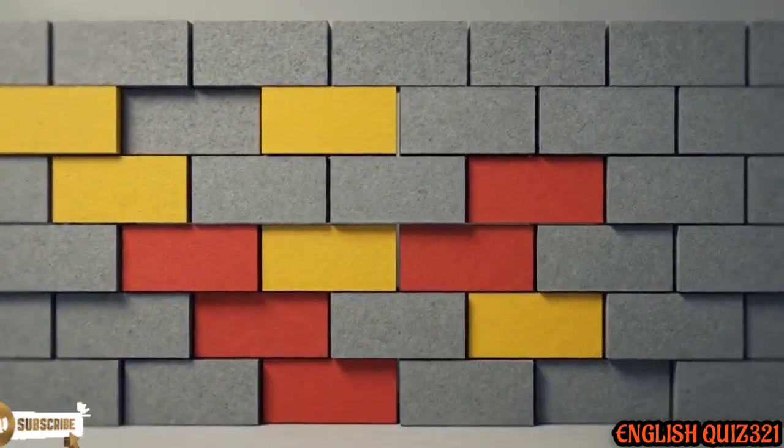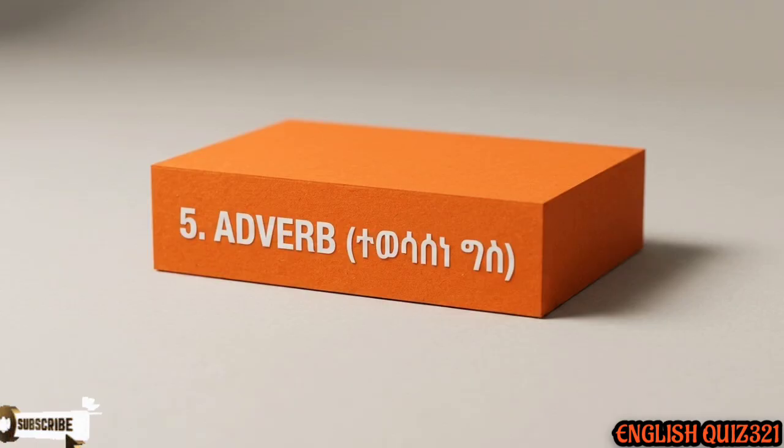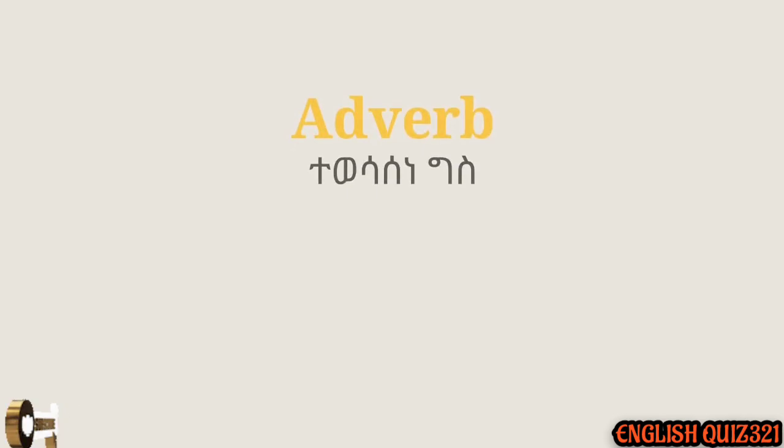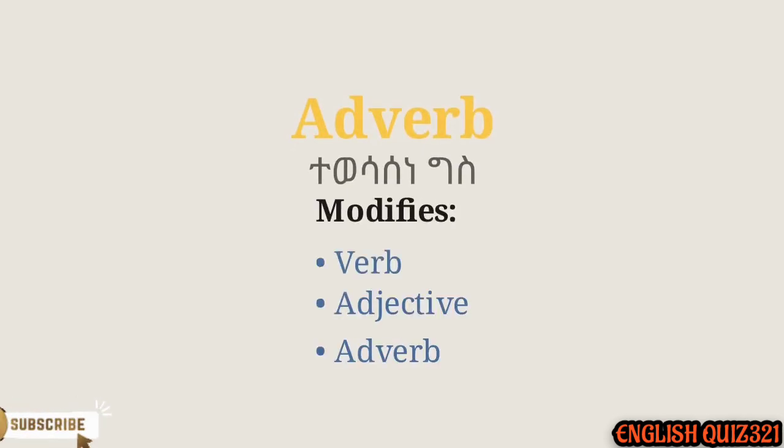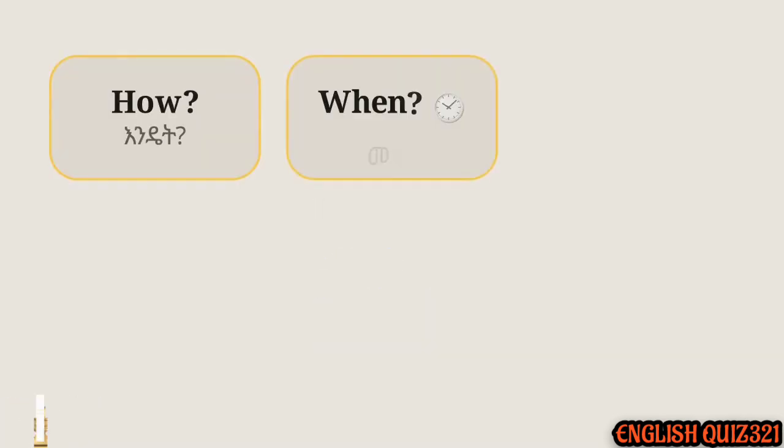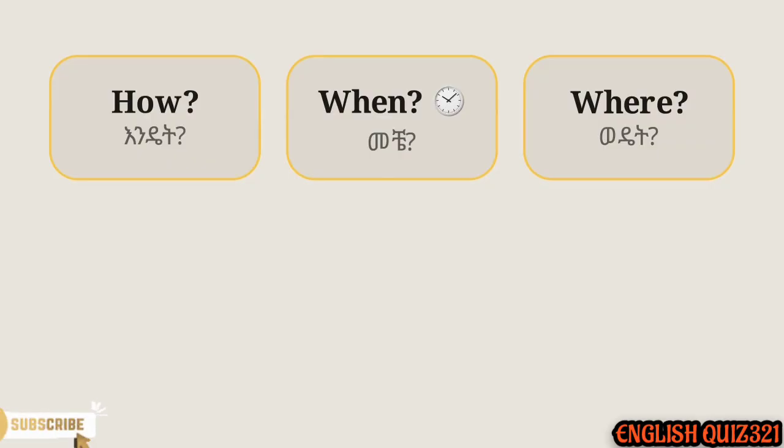If nouns are your base structure, verbs provide the energy, and adjectives act as the paint that gives your building its character. Block number 5 is the adverb, or tewasasine gis. This block often confuses students. An adverb modifies a verb, an adjective, or another adverb. It gives us specifics by answering questions like how, when, or where.